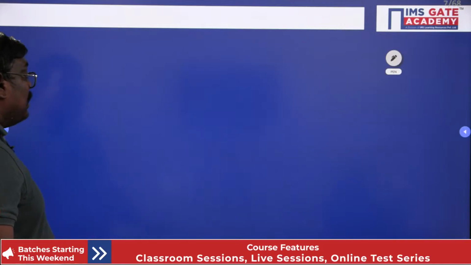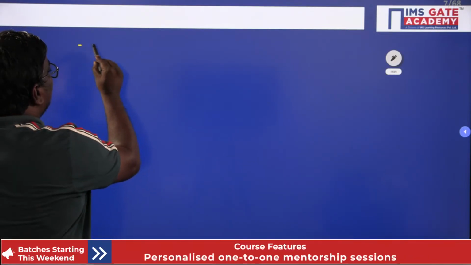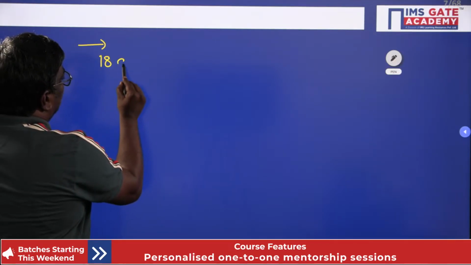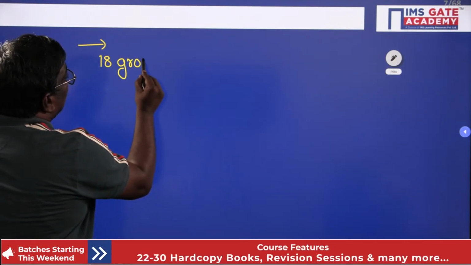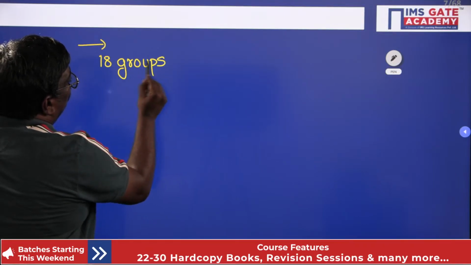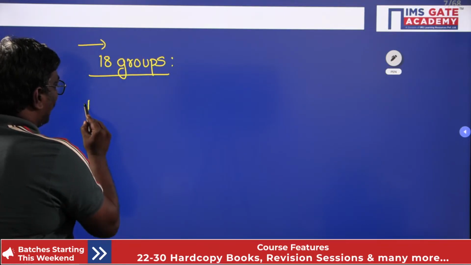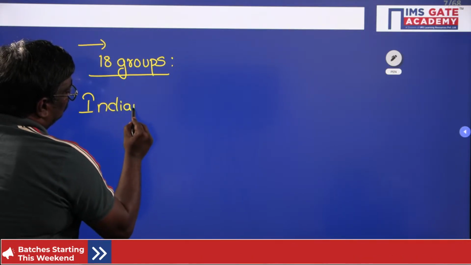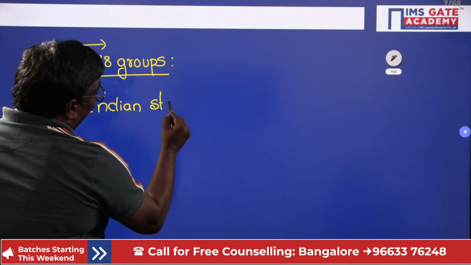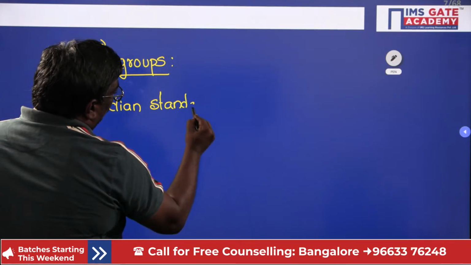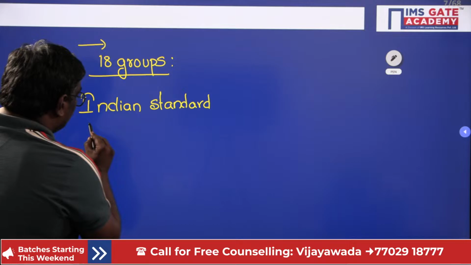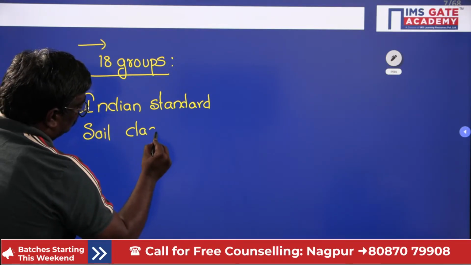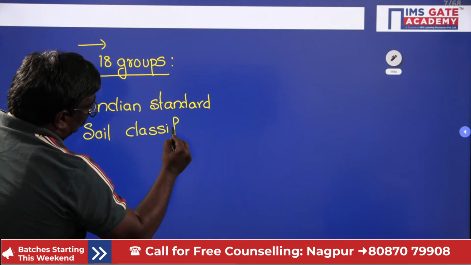Now, let us see here, according to this soil classification, soil is classified into how many groups? 18 groups. And remember, students, in India we have the Indian Standard Soil Classification System.